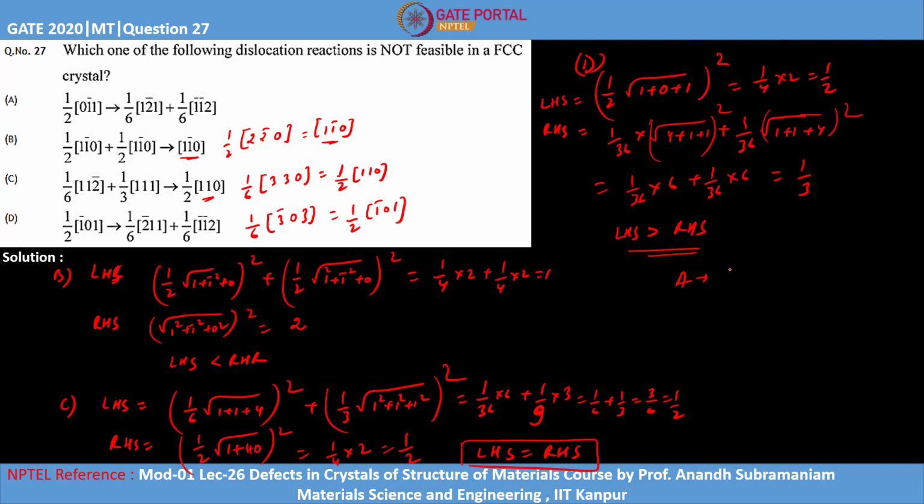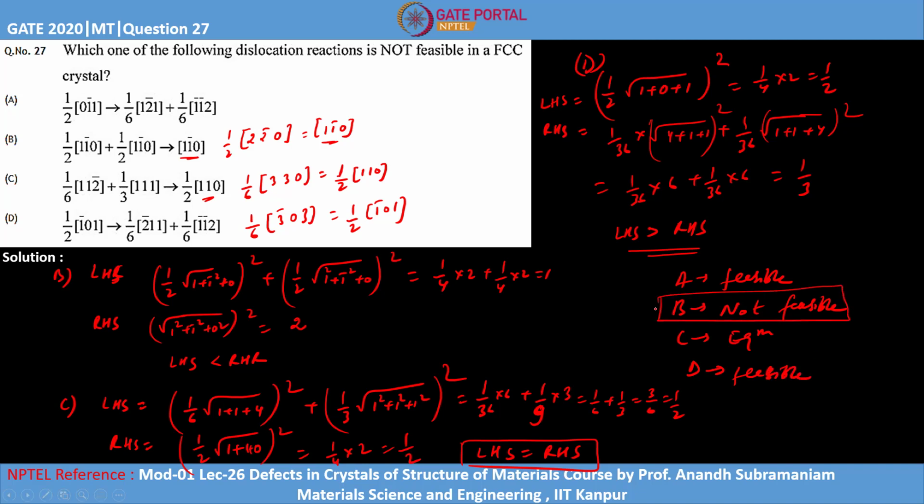So option A was feasible, option B was not feasible, option C was an equilibrium condition, like it can be possible in either way, forward or backward, and option D is basically feasible. So the not feasible condition is option B. So the right answer for this question will be option B.